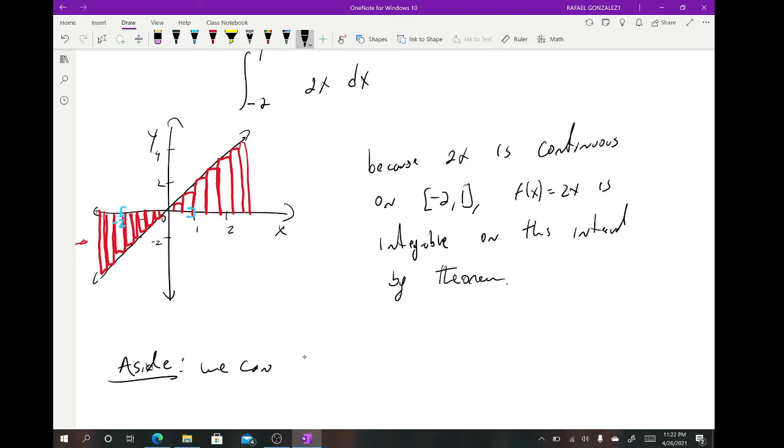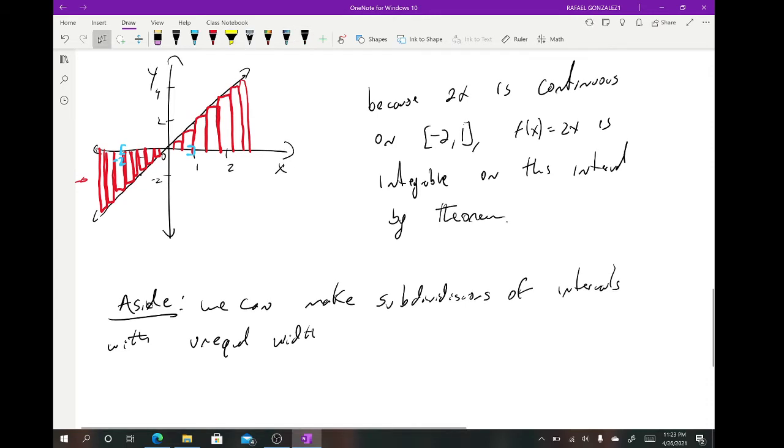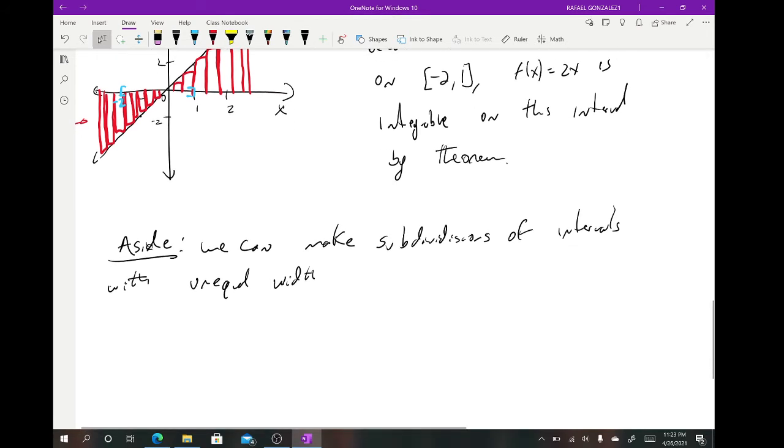We can make subdivisions of intervals with unequal width. So you could actually make rectangles that have different width sizes and add them up together and get the area. That is also possible. We're not going to get too much into it because for the most part we will only be dealing with subintervals that have equal width.